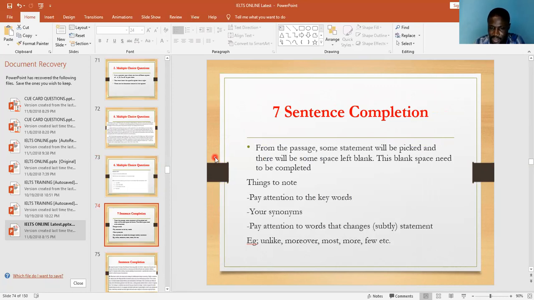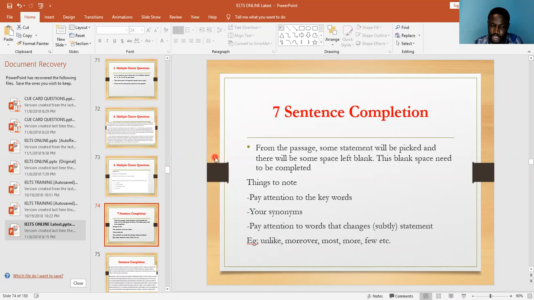From the passage, some statement will be picked. That's what sentence completion means. And there will be some space left blank. This blank space needs to be completed. Things to note: you must pay attention to the keywords that are repeated. Why? Because the keyword can be changed in the question to a synonym.